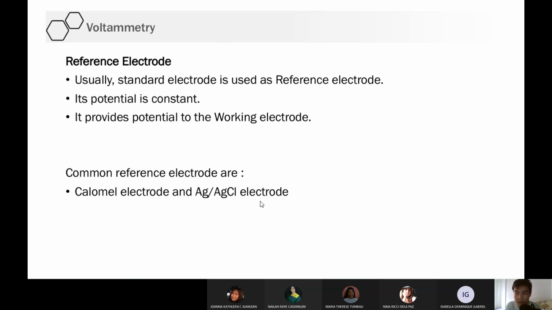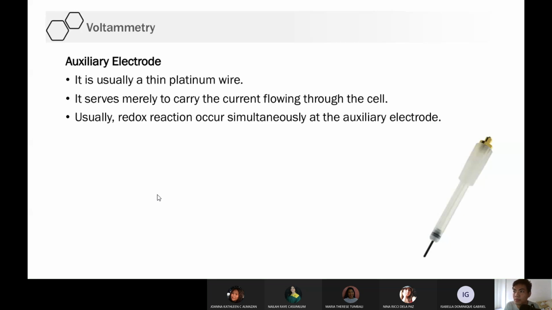Same with the potentiometry, no? Yung reference electrode doon. So, this is the secondary electrode doon, di ba? Remember, the auxiliary electrode usually is a platinum wire. So the platinum wire or the auxiliary electrode helps lang to facilitate the changing of potential. Okay. Ayan. So siya yung nagme-measure ng potential or current changes in the solution.